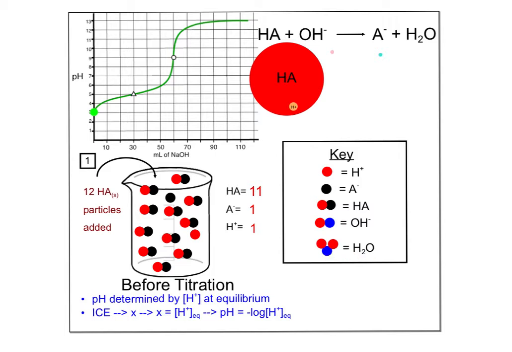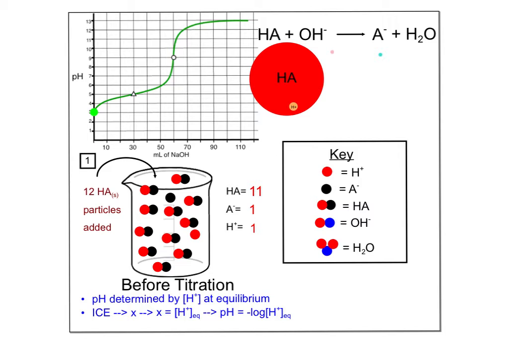But as you can see, I have 11 particles of HA, and I allowed one of them to break apart. Because this is a weak acid, we know a tiny, tiny bit breaks apart, but for the most part, it stays all together. So out of those 12 particles, I just broke up one of them to remind you that a little bit will break apart.